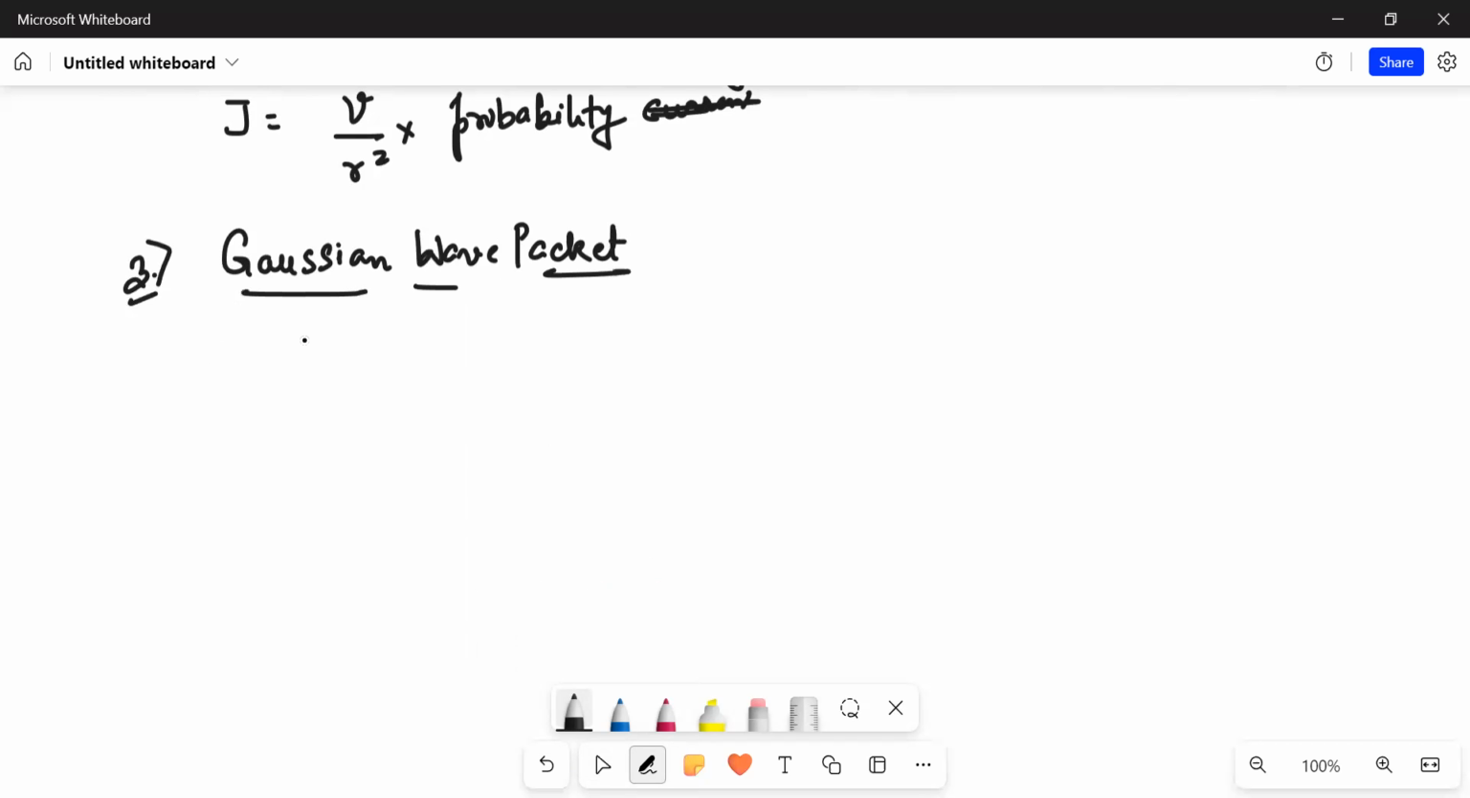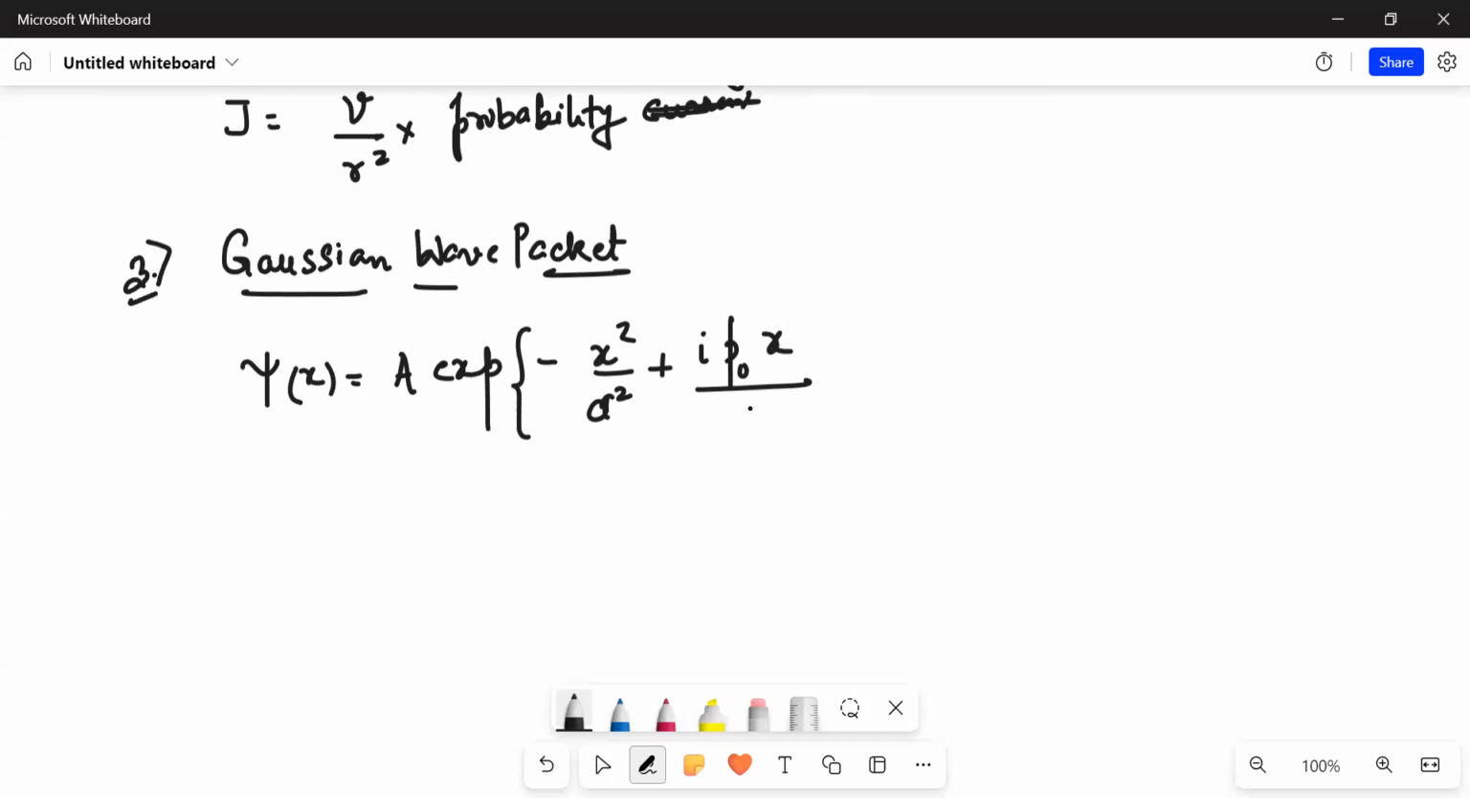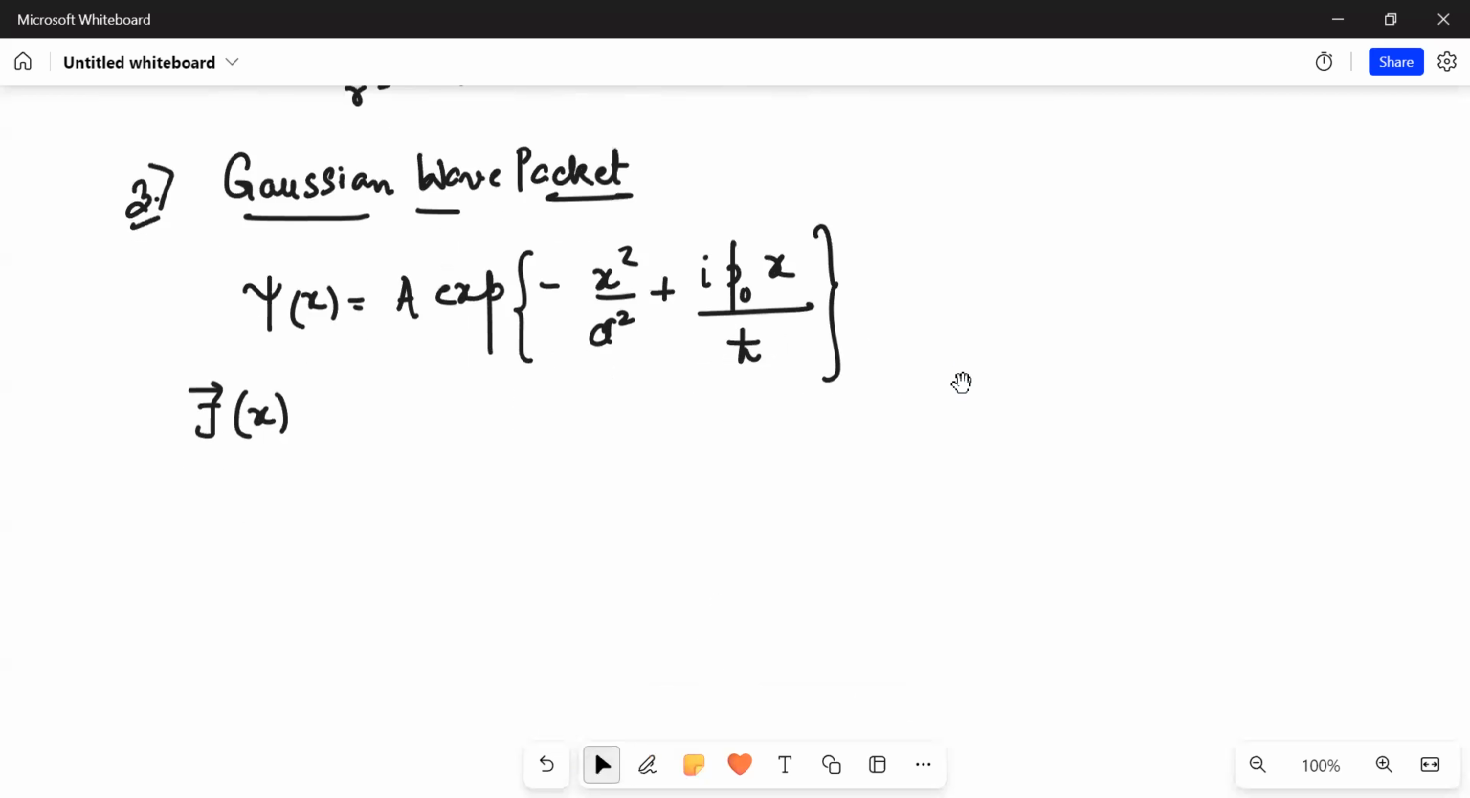Okay, and let us write the Gaussian wave packet. The wave function is psi x equals A exponential of minus x square upon a square, and then plus iota, let's say, p naught x upon h cut. And I want to find J x vectorially in x direction. So now if I want to find it vectorially in x direction, all you need to do is just use x cap also along with that.